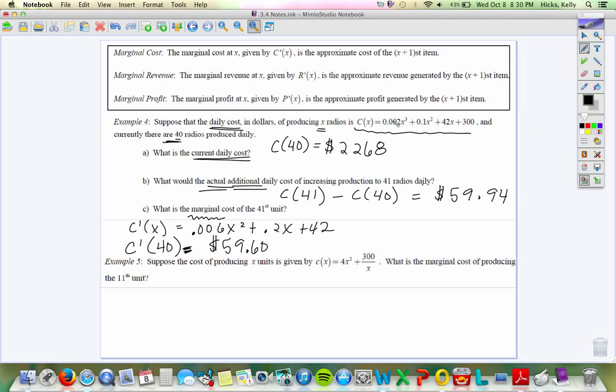Now we don't always have this nice pretty function. Think about it that way. Sometimes we don't have a nice pretty graph either. Sometimes we're given one or the other. That's why we need to use derivatives here. That's why they're helpful.